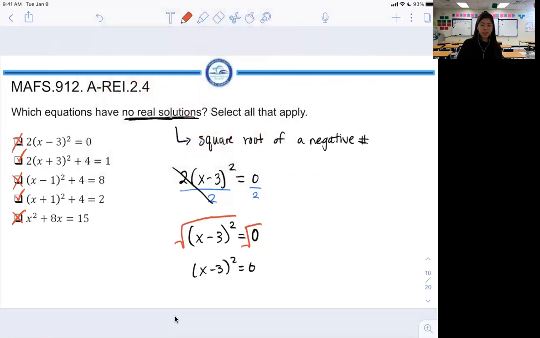So there you go. Letter B and letter D were both no solutions. So the moral of the story: if you're doing the problem and you have to take the square root of a negative number, no solution. Otherwise, you're good to go. Questions?